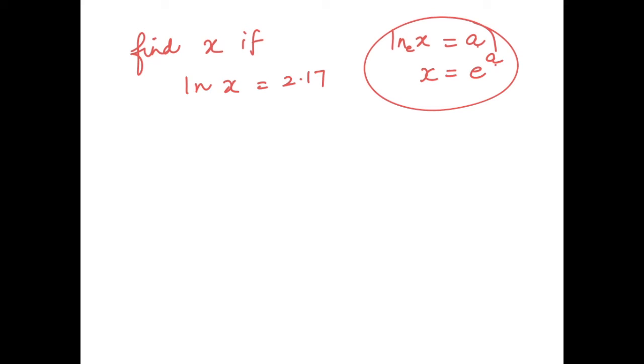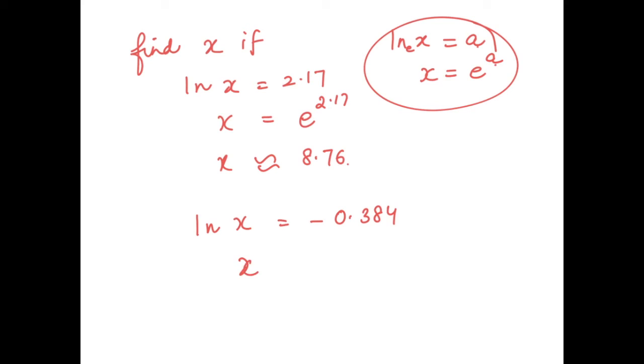So ln x equals 2.17. So x will be e to the power 2.17, which is approximately 8.76. One more example we try, ln x equals negative 0.384. So x will be e to the power negative 0.384, and the value will be approximately 0.681.